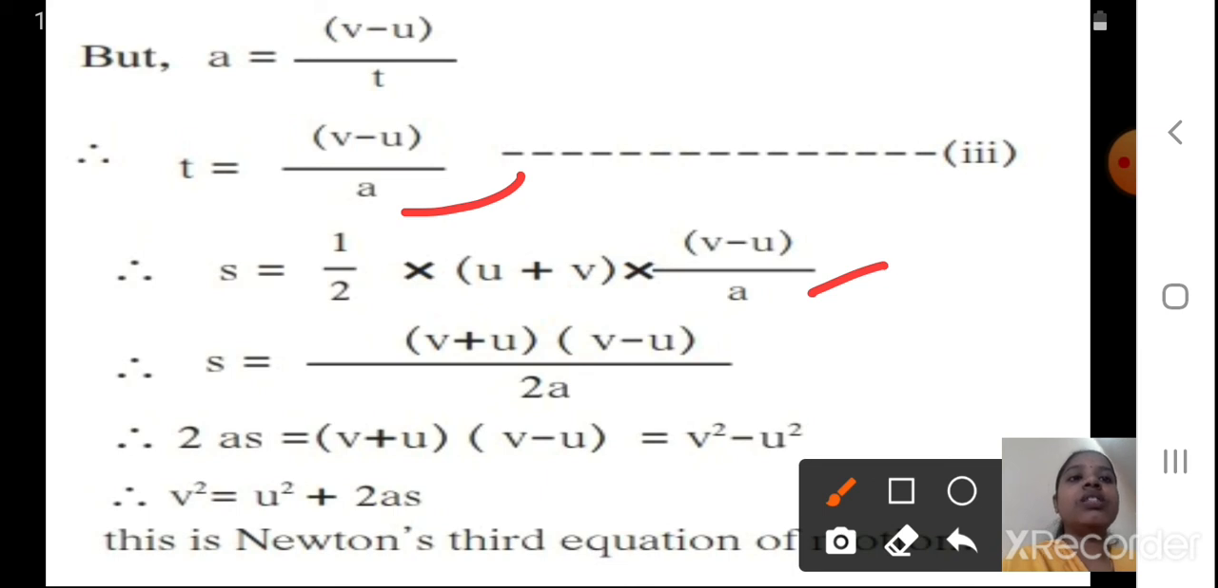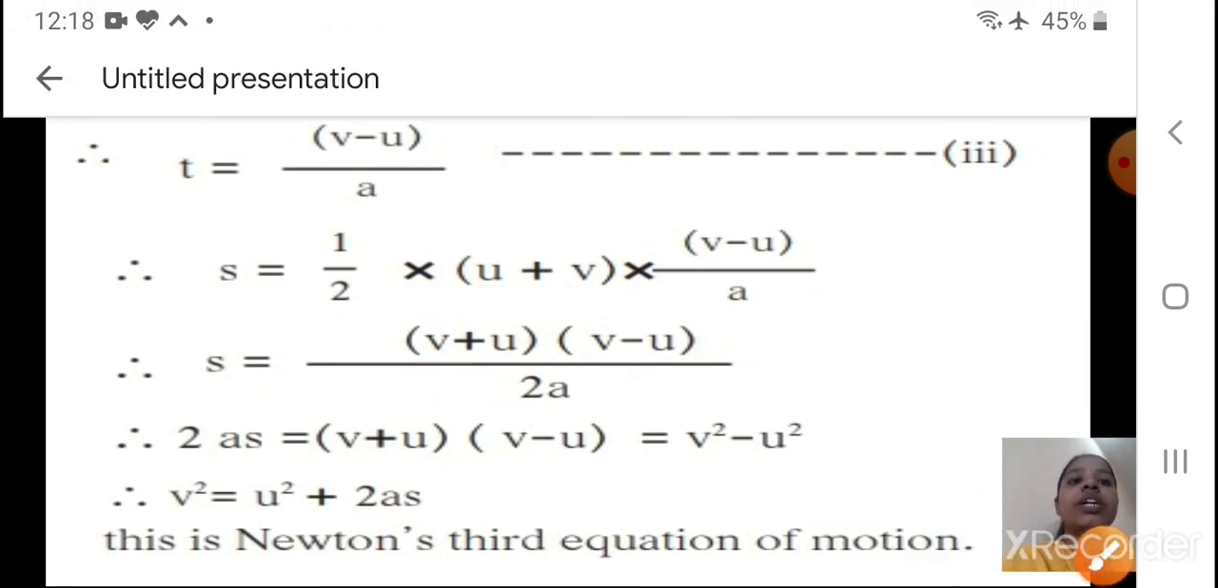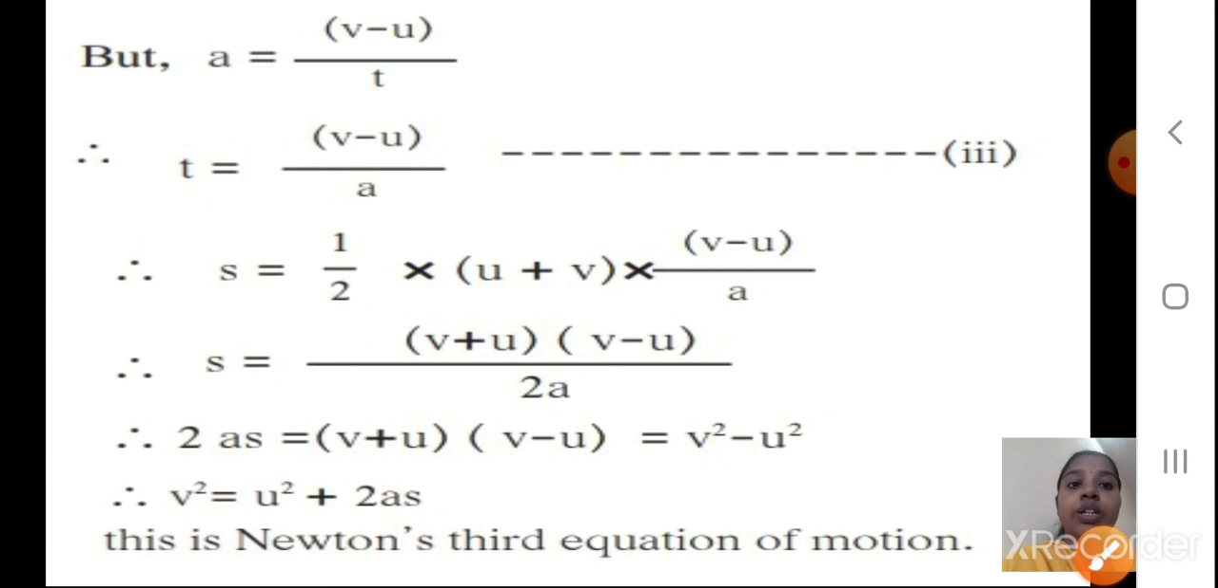Yes. Now this is U plus V, V minus U. That I have taken together. U plus V I can also write as V plus U, upon 2 into A, which becomes 2A. Now 2AS, this 2 I will multiply to this S. What are you getting, students? 2AS is equal to V plus U into V minus U.